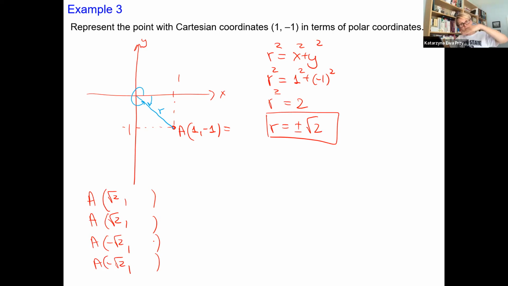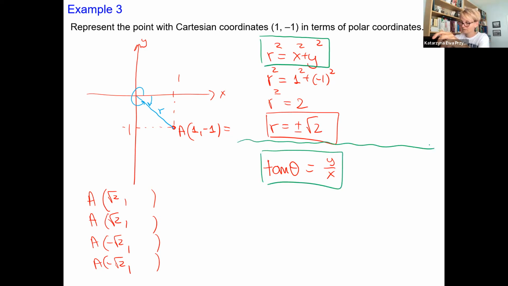If we're using positive, we need the angle from the 4th quadrant. Actually, we need an angle. We will need tangent, Y over X. Yes, that's correct. That means tangent theta is negative 1 over 1, it's negative 1. I know that we can use arctangent, but tangent for what angle is 1? Or tangent for what angle is negative 1, respectively? Do we know the angle?